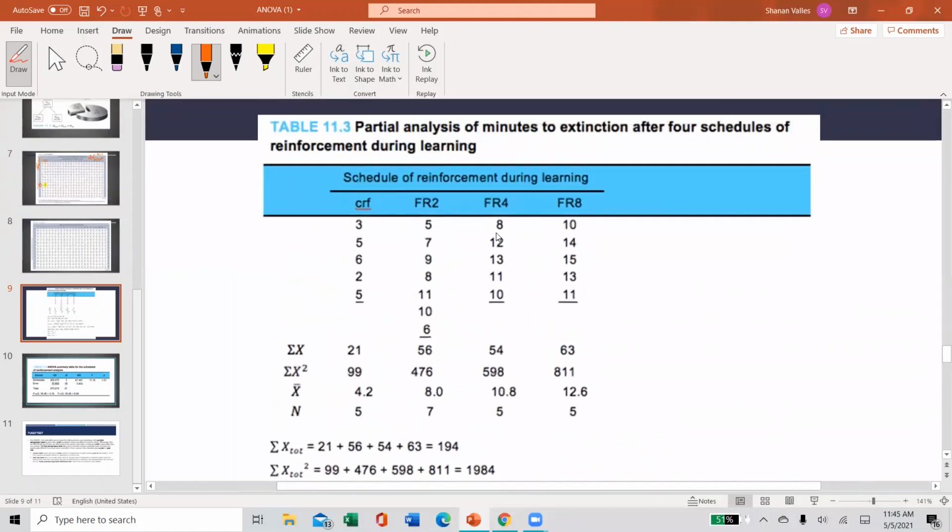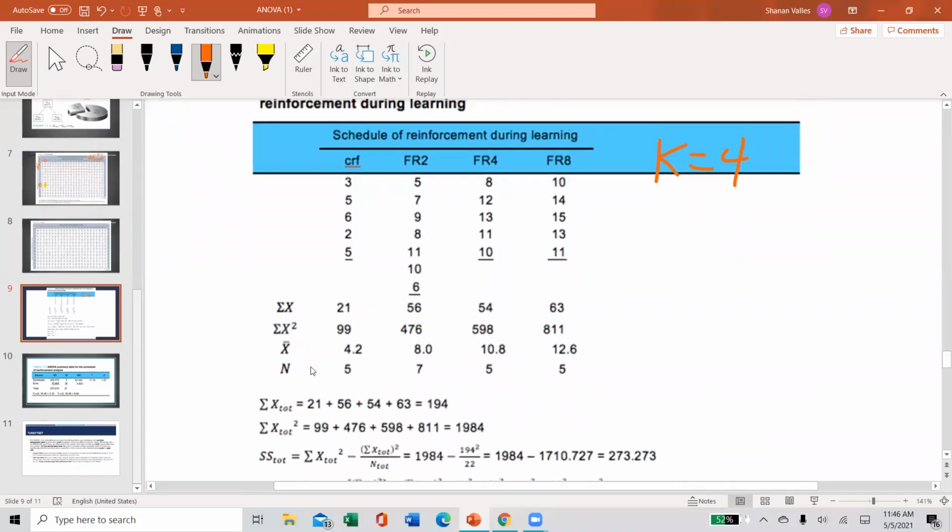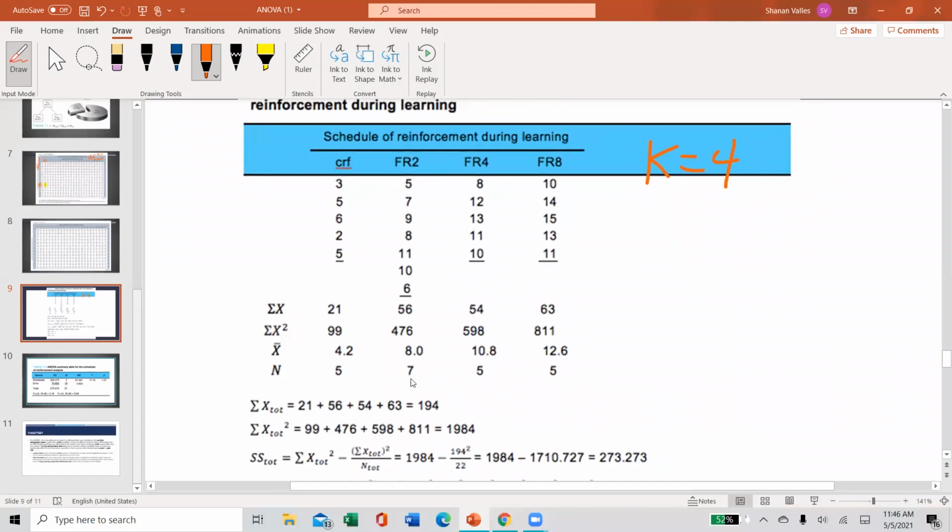This example is a little more complex. It's complex for a couple of reasons. We have now 4 groups, so our K is equal to 4, right? We have these schedules of reinforcement, okay? Here, we do see that they list the N for each group, okay? They still, for some reason, didn't put an N total, but you know, who am I, right? And I want to say we came up with 22 yesterday for our N total.